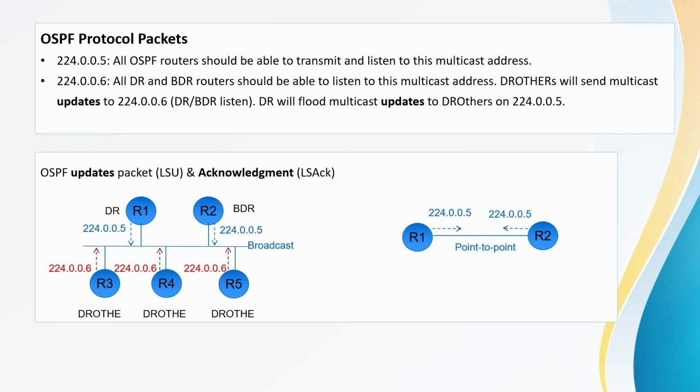DR others will send multicast updates to 224.0.0.6. DRs and BDRs will flood multicast updates to the DR others on the address 224.0.0.5. The diagram below illustrates these situations.